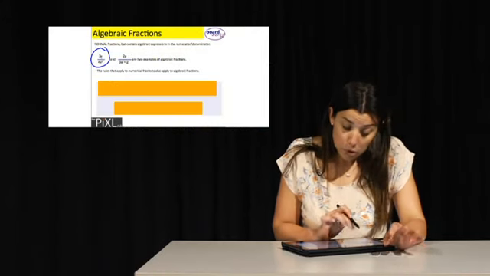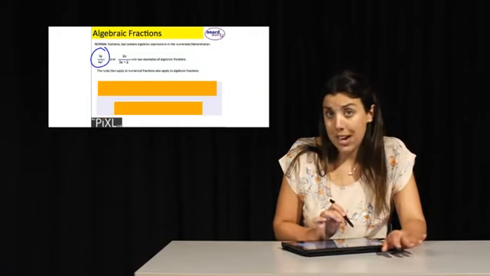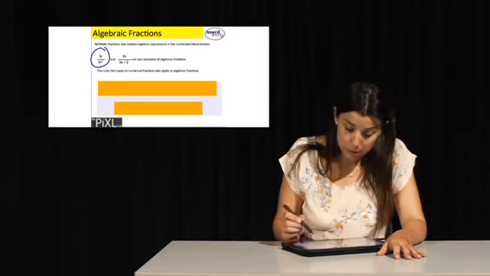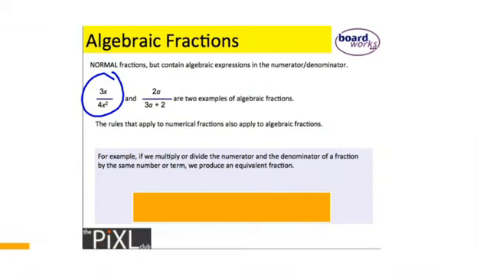Now the rules that apply to numerical fractions also apply to algebraic fractions, as we're going to see in a moment when we're simplifying and performing operations. So for example, if we multiply or divide the numerator and the denominator of a fraction by the same number or term, we produce an equivalent fraction, so it doesn't change. So in a similar example that we looked at earlier, if we have 3 over 8, and we multiply both by 2, we have 6 over 16, which is exactly the same fraction as 3 over 8.